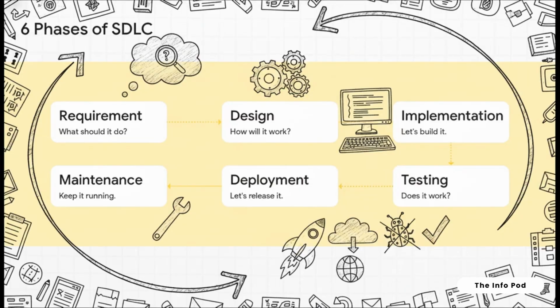Now, this whole cycle looks simple, but it is incredibly powerful. First, you've got to figure out what the app should even do. That's requirements. Then you need a technical plan for how it's going to work. That's design. Only then can you actually start building it, which is implementation. And of course, before you show it to anyone, you have to squash all the bugs in testing. Finally, you release it with deployment, but it doesn't stop there. The cycle continues with maintenance, because software is never really done. It's a living, breathing thing that needs constant care.